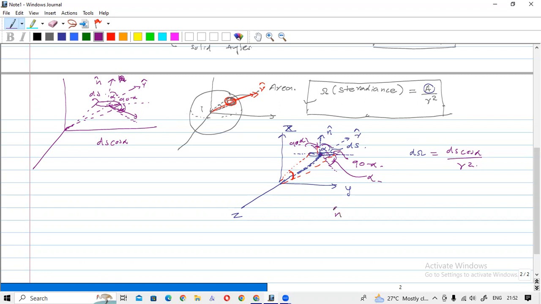Okay, so if you take the dot product, n hat dot r hat, what is the answer? That is n hat magnitude, r hat magnitude, cos alpha. Now n hat magnitude and r hat magnitude are 1 because they are unit vectors. So n hat dot r hat is cos alpha. So cos alpha is equal to the dot product of n hat and r hat, and we can replace this cos alpha with the dot product of n hat and r hat.